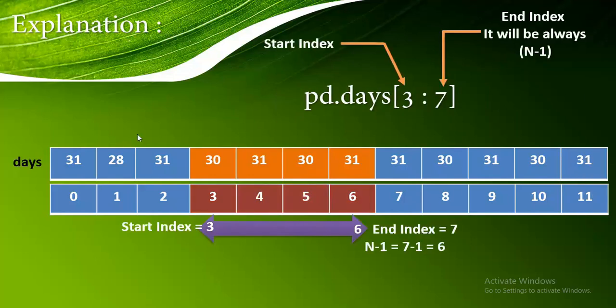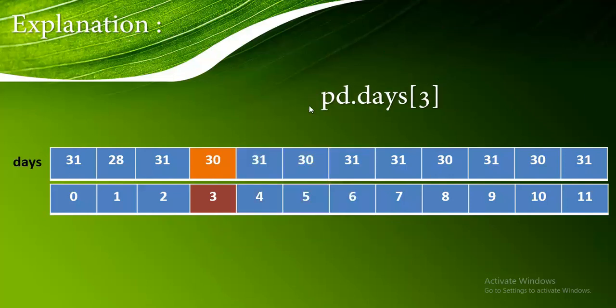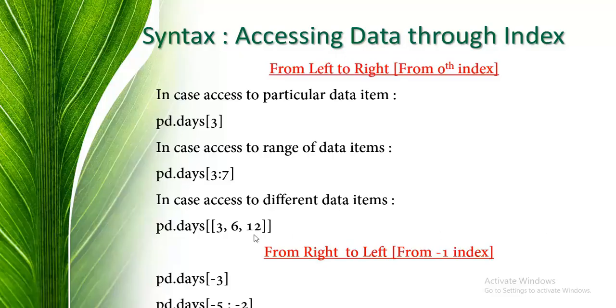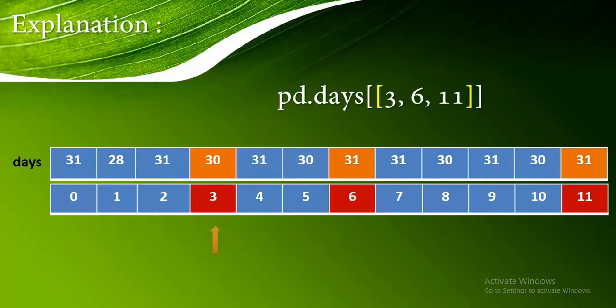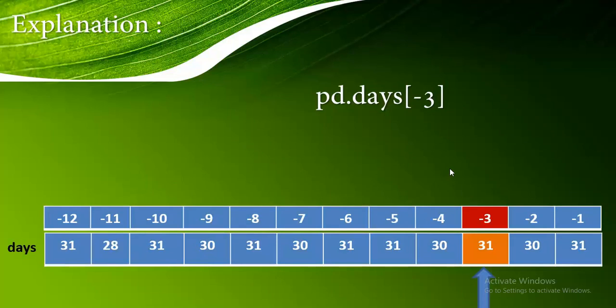Then these all are the examples where we are using index from left to right, or we are traversing the series from left to right. Now we can also traverse the series from right to left. For this I have used pd.days[-3]. Now let me know what is the meaning of -3. Here the -3 means I am traversing the series from the right hand side, and here -3 is showing the data item 31.